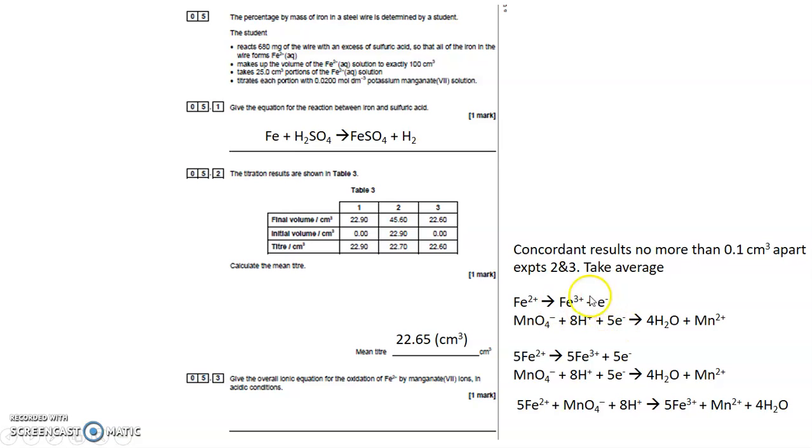Now I add everything on the left and everything on the right, and then I cancel anything left and right. But before I do that, I've got to get the electrons to be able to cancel. So I've got to get the same number of electrons in both of these half equations. So I'm going to multiply this one by 5: 5 Fe2+ goes to 5 Fe3+ plus 5 electrons. The other one stays the same, so that when I add everything on the left, 5 Fe2+, MnO4-, 8H+ and 5 electrons, and then everything on the right, 5 Fe3+ plus 5 electrons, 4 H2O, Mn2+, there's the same number of electrons on each side. They cancel, and it ends up with this equation here.